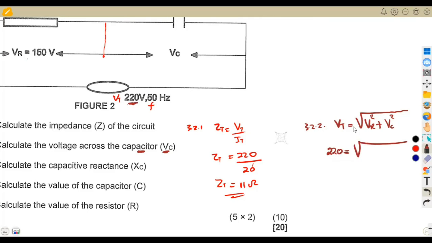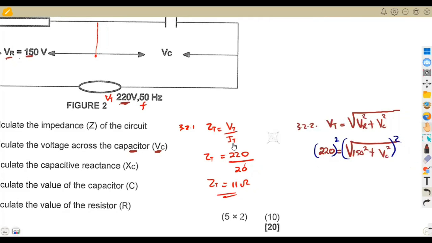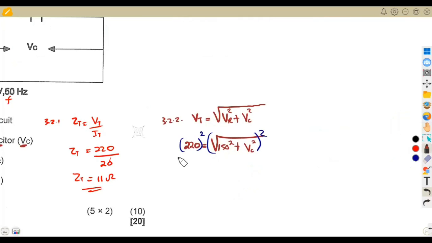the square root of VR squared, and VR we have on our diagram, which is 150. So that's 150 squared plus VC squared, which is the one that we are supposed to calculate in this case. So we are going to have VC squared. How do you remove the square root? You are going to square both sides, meaning to say we are going to remain with 220 squared in this case on this side. So 220 squared is equal to, we have removed the square root, so we are going to remain with 150 squared plus VC squared.